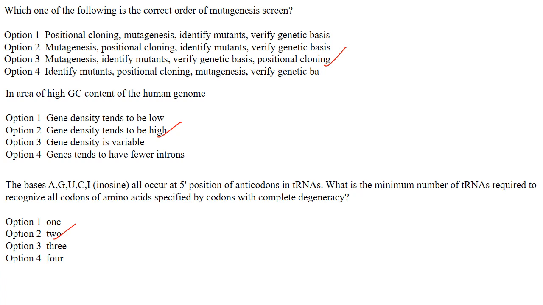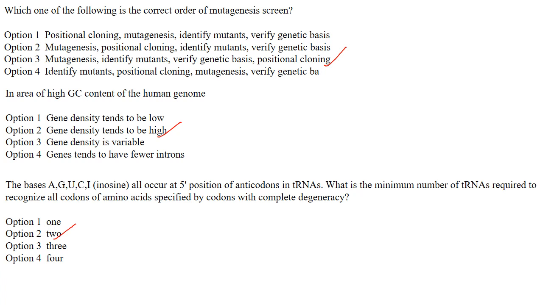Which of the following is the correct order of mutagenesis screen? So mutagenesis, identify mutants, verify genetic basis and then positional cloning. Answer is option 3. Then next one. In areas of high GC content of the human genome, gene density tends to be high. Answer is option 2.